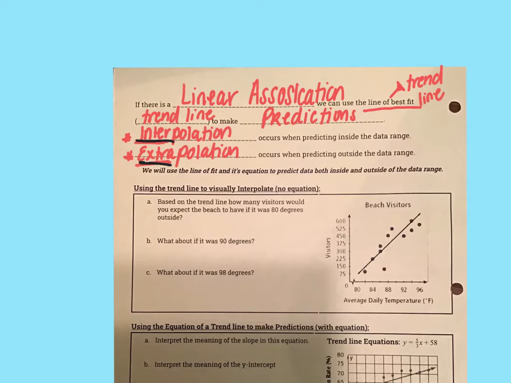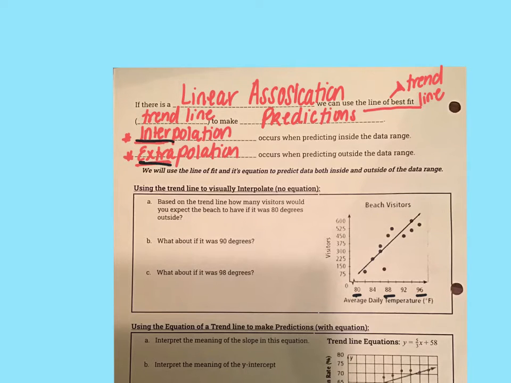So what does that mean by inside versus outside data range? If you go look at this first scatter plot, which is talking about beach visitors, my data range is talking about average temperatures, and it looks like it's mostly between 80 and 96. So if I wanted to make a prediction about how many visitors would be at the beach when it's 45 degrees, 45 is not going to be on my graph. So since it's not on my graph, it's extrapolation. If I was making a prediction about what the temperature is at 88 degrees, well, 88 is on my graph. So since it's on my graph, we would call that interpolation.